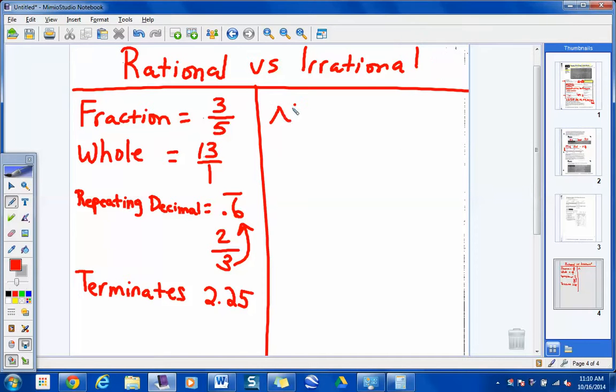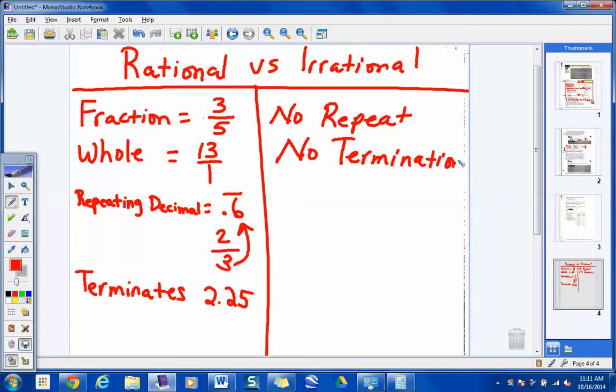Here's the deal. What the heck is irrational? No repeat. No terminate. So no repeating pattern in this, and no termination. And when I say no termination, it means it's going to fill your window up, doesn't it? Here's an example of a number that's irrational. Write this down, please. Square root of 10.